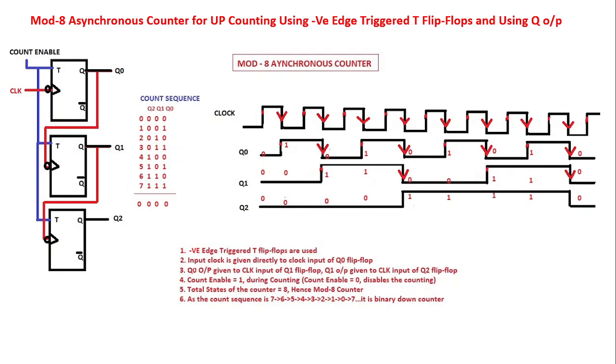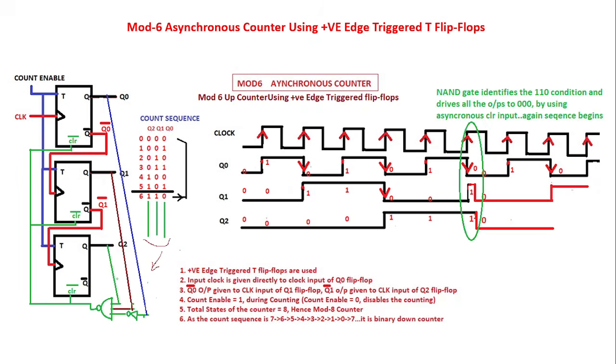Now let's design a mod counter whose value is not equal to 2 to the power of n. In the case of mod 8, 2 to the power of 3 is equal to 8. That means 3 flip-flops are sufficient and all the states are used. Now let's say we want to design the mod 6 counter. In a mod 6 counter, what is required? We want to have the 6 states.